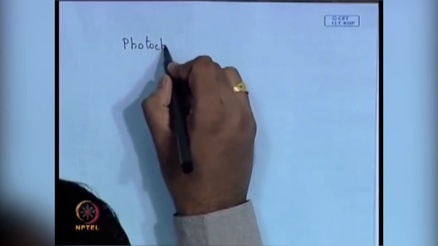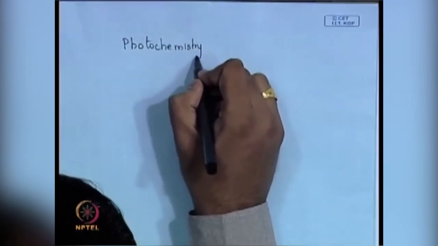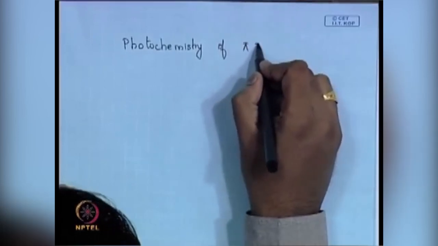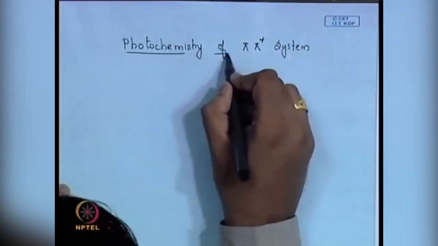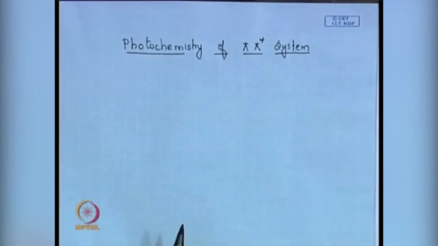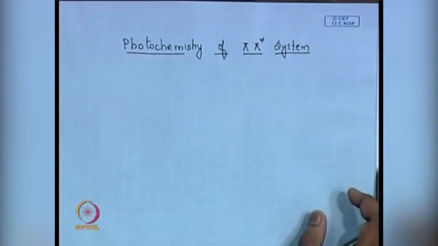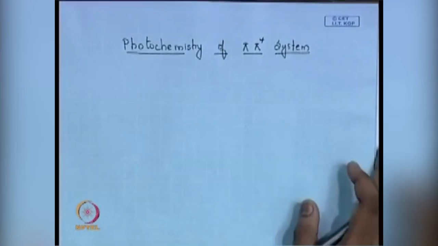Another type is the photochemistry of pi systems. So in pi systems, we will be dealing most of the time with your alkenes, dienes, your aromatic systems, all these things, and we will be dealing with pi pi star. But before getting into the reactions, we will just simply understand how this pi pi star photochemistry works. Just we will put some thought on it, then we will get into the reactions.